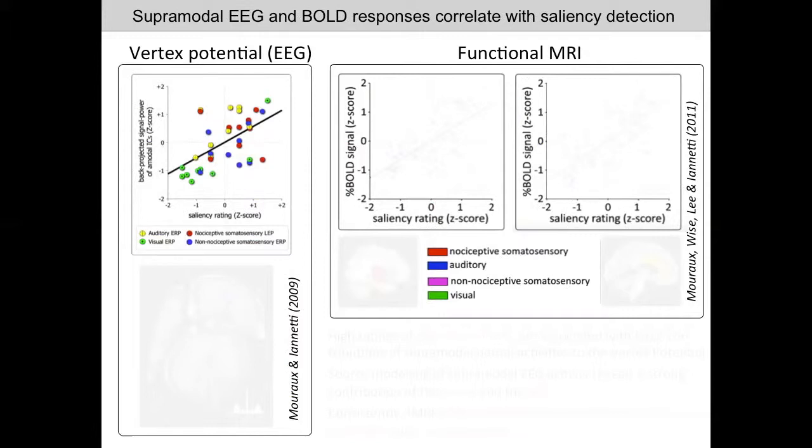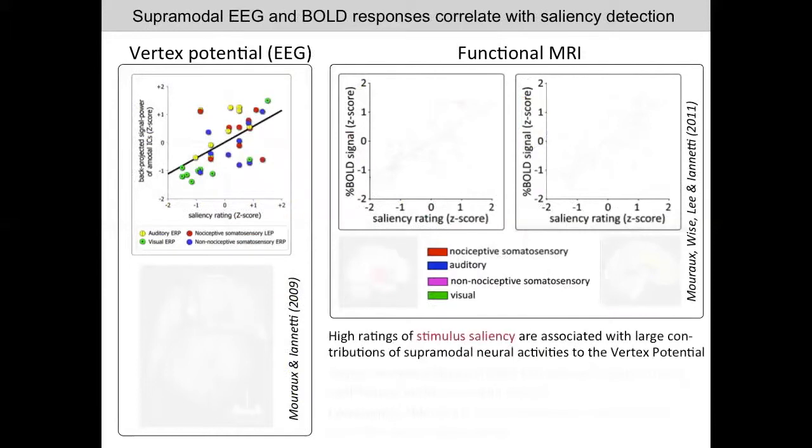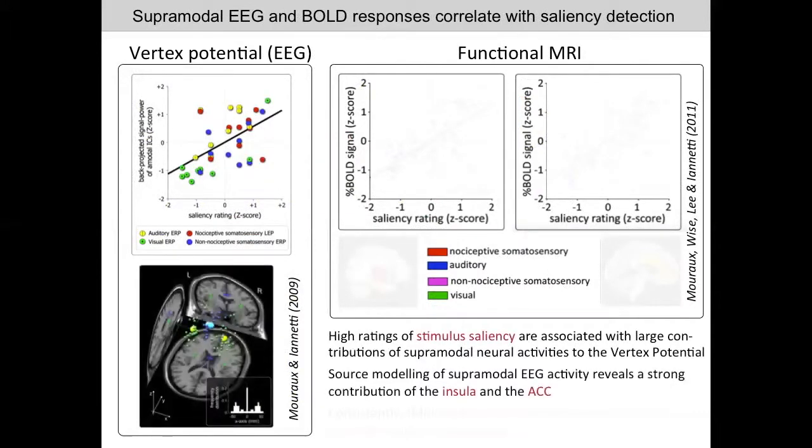So you exploit the variability between subjects of ratings. Each dot is a subject, one modality. For example, this guy rates the visual very high, and in that guy, the contribution of supramodal components to the visual ERP was very high. These are the sources of the supramodal components, which are typically modeled, with all the issues about source modeling, with a central dipole in the cingulate cortex and two bilateral dipoles in the operculo-insular cortex.